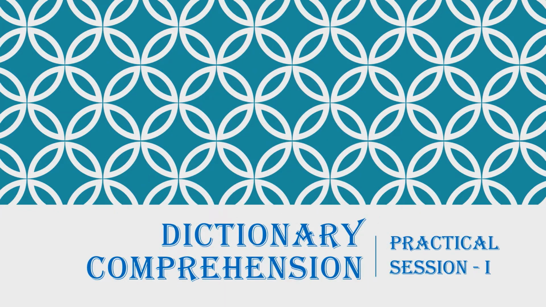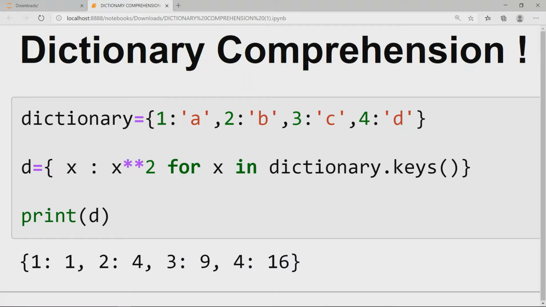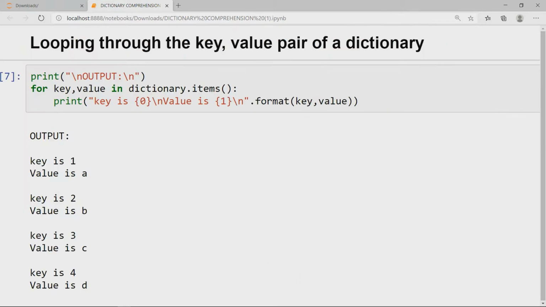It's a simpler way to create a dictionary. As shown, I extract the dictionary keys from dictionary D and create a new dictionary whose keys are the same as D, but the values are the square of D dot keys. We have discussed D dot keys, D dot values, D dot items and so on in our previous video. Check that out if you're unsure. And now using D dot items in a for loop, we loop through the key value pair.